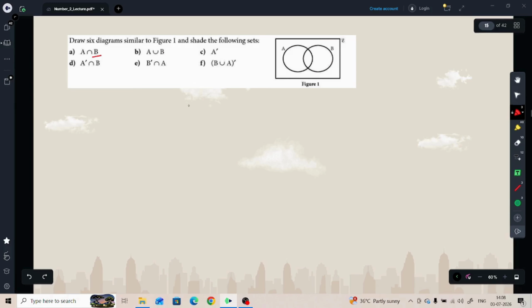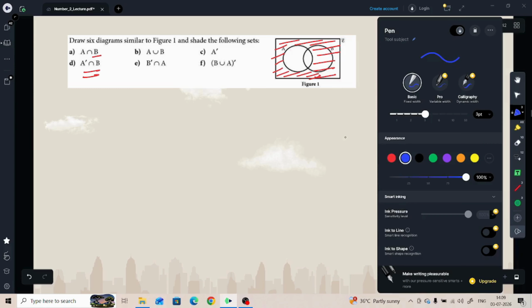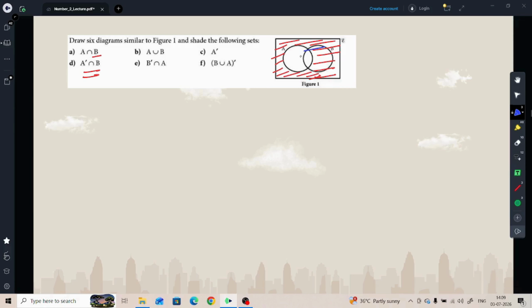Now the next question is A complement intersection B. So this is a good part. You need to take out A complement first. So A complement will be this red region. Yes or no? Fine. And then if we talk about B, B is this region. So the common part, if you see, is this part only. So this will be your answer.